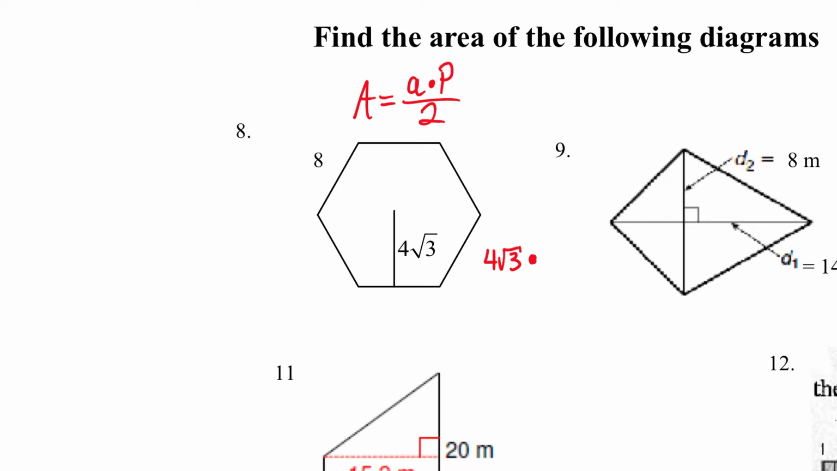times the perimeter. How long is the perimeter? Each side is 8. It's going to be 8 times 6 is going to be 48, divided by 2. So just type that in your calculator. 4 square roots of 3 times 48 divided by 2. 166.28. Is that right? Okay, square units.